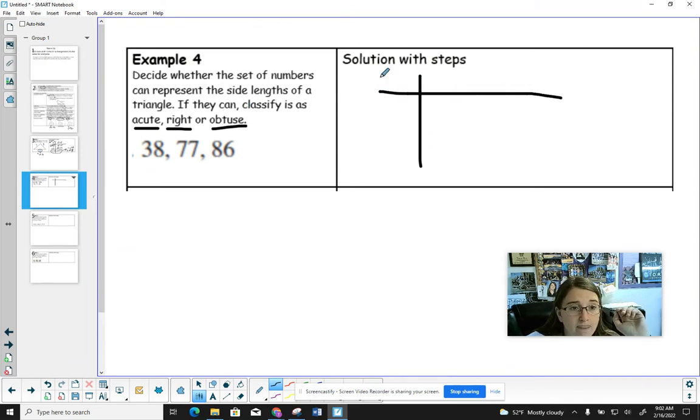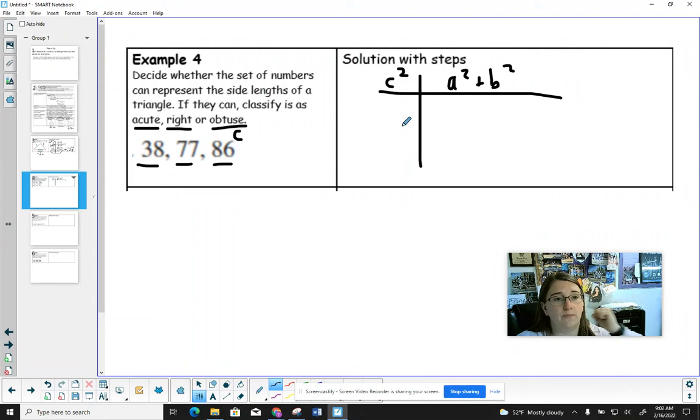So we're going to set this up. Again, c squared is going to go first, and then I'm going to have a squared plus b squared. Now again, c has to be your biggest side. No matter what order these are in, c is your biggest side. So which of these is going to be c? The 86. Not because it's the last one, but because it's the biggest side. So I'm going to put 86 squared here. And then this is going to be my a and my b. Again, those can flip-flop. We know that.